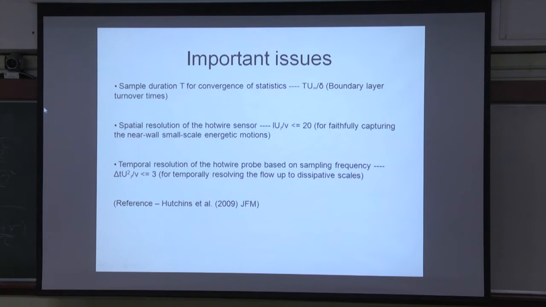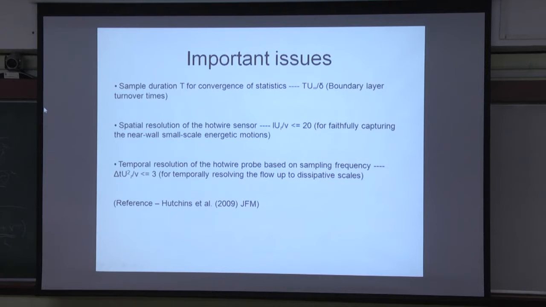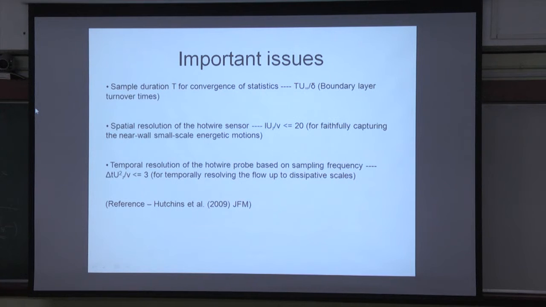The second thing is that the spatial resolution of the Hotwire needs to be very small. The third thing, which I did not mention, is the temporal resolution. In terms of time, if I want to capture very small time scales, just as I talked about the L plus effect, delta t should be such that delta t u square by nu is less than or equal to 3 if I want to really resolve up to the dissipative scales. This is not something which is often thought about carefully. But if you really want to capture up to dissipative scales, it is this.